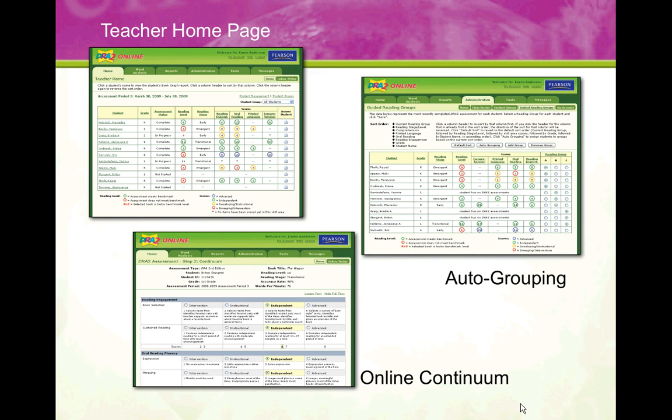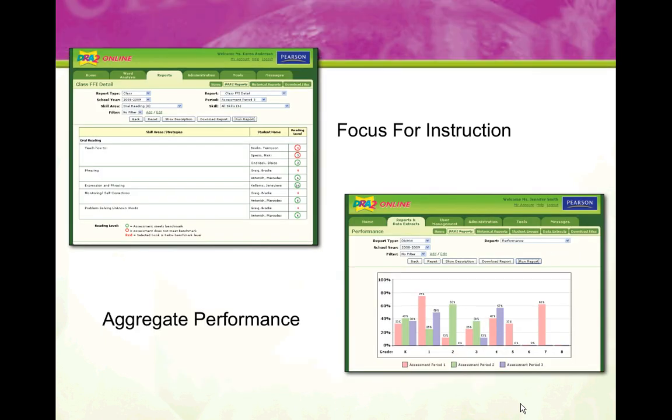We also, this is just a couple screenshots I'm going to share with you of the teacher homepage, examples of the auto-grouping, the online continuum. So everything that you would fill out in pen and paper can be done with the online management system. There's the focus for instruction, and also provide some aggregate performance data.